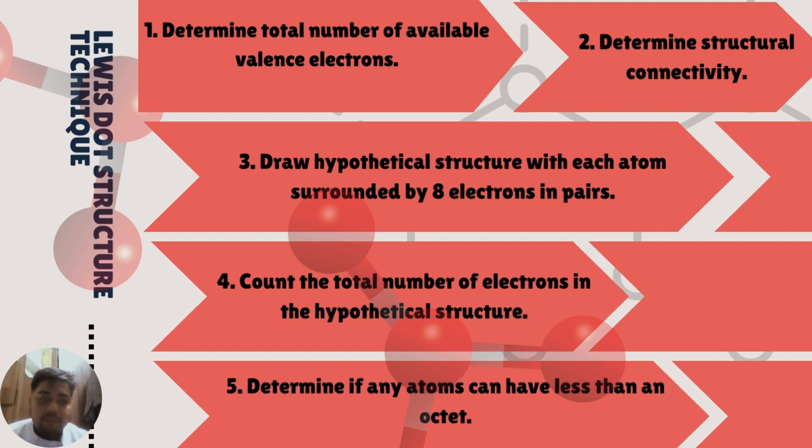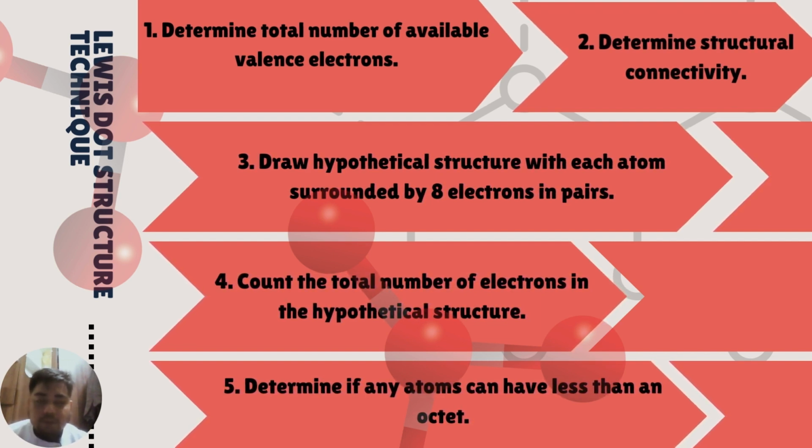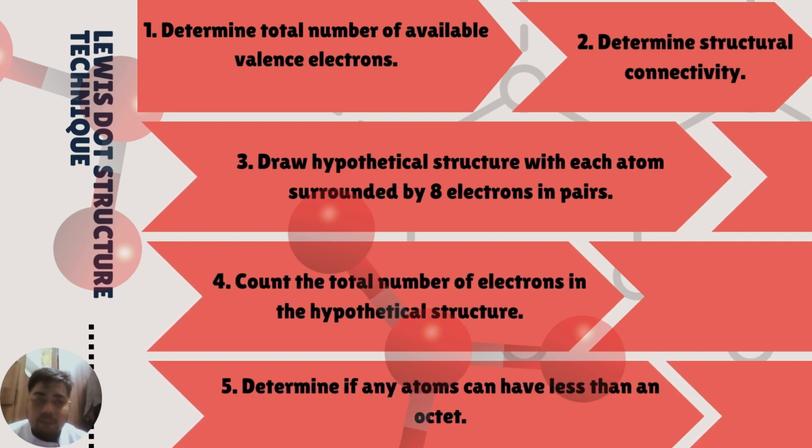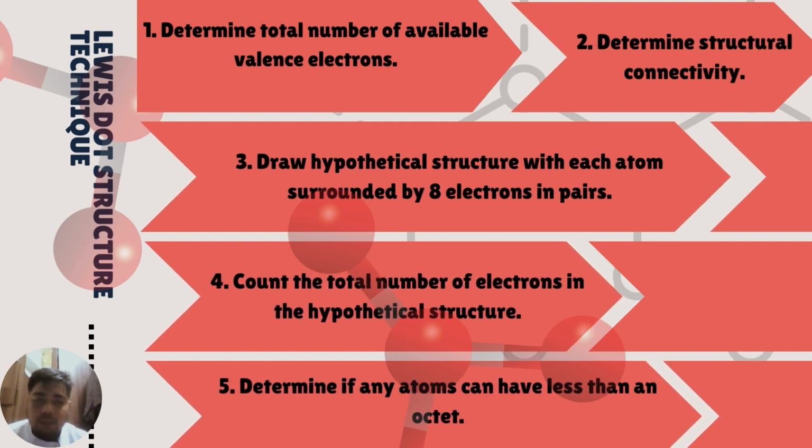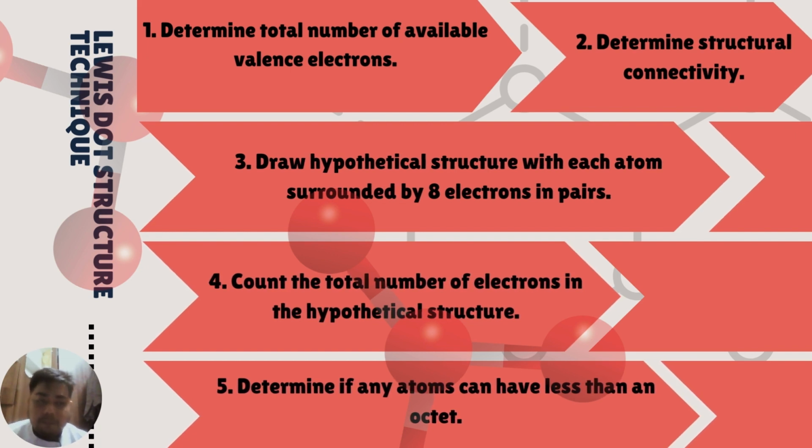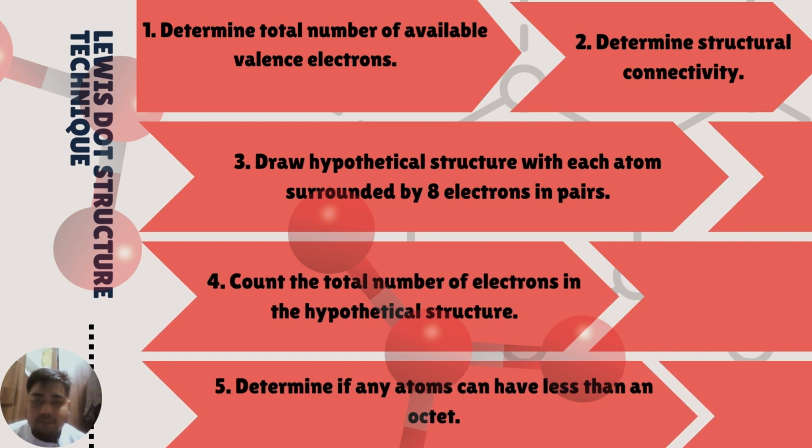The fourth step is to count the total number of electrons in the hypothetical structure. If it's equal to the number of available electrons from step 1, then this is the correct Lewis dot structure. If it's greater, then we proceed to step 5. If it's less, then we go to step 7.